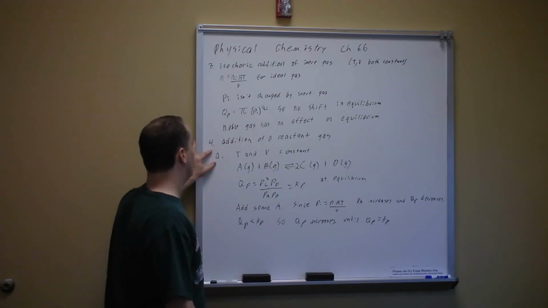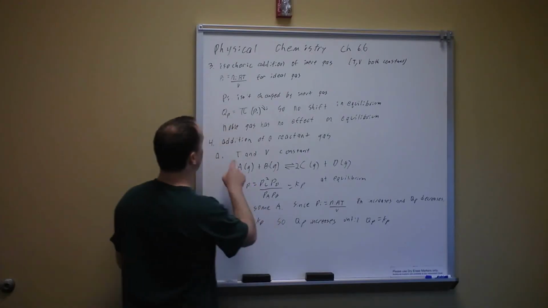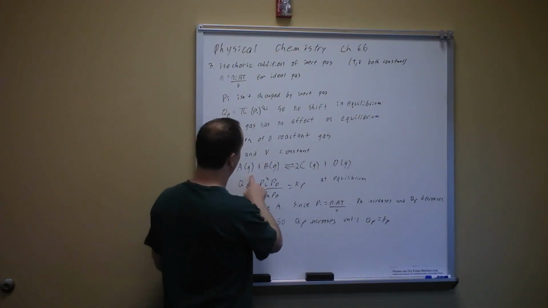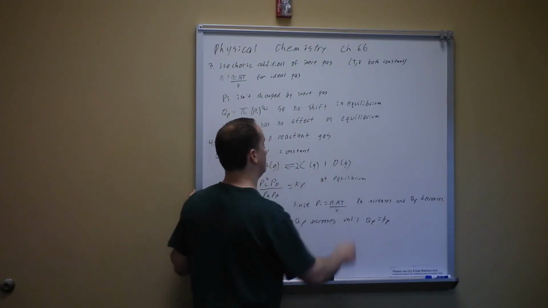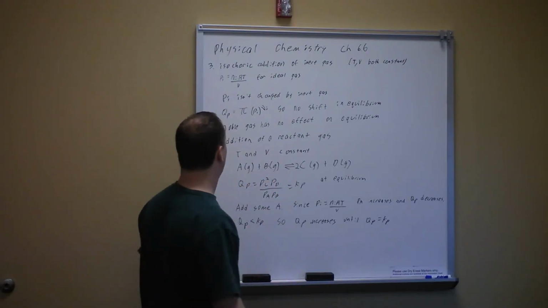Then the temperature and volume are constant. So we're assuming temperature and volume are constant. That's our first scenario. So A goes to A gas plus B gas, that goes to 2C gas plus D gas. So there's going to be a little bit of change in moles here.